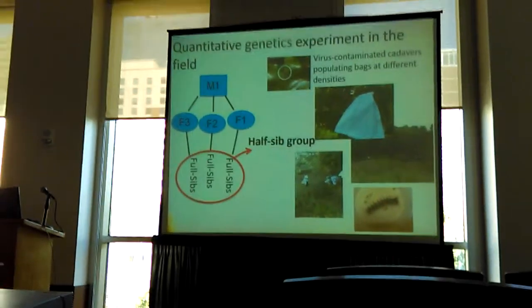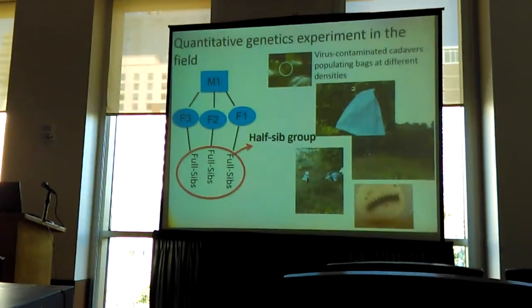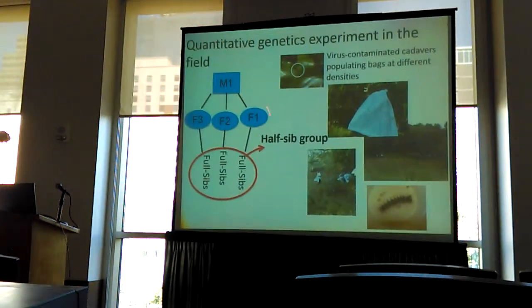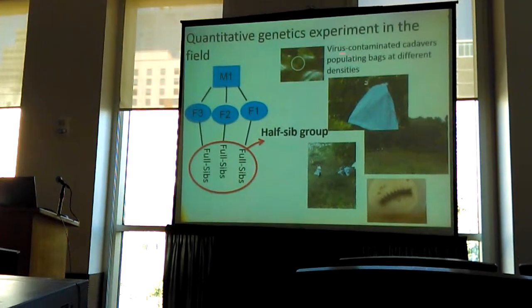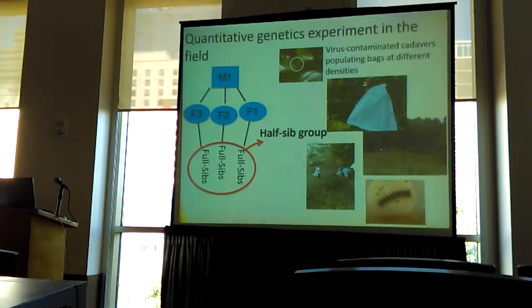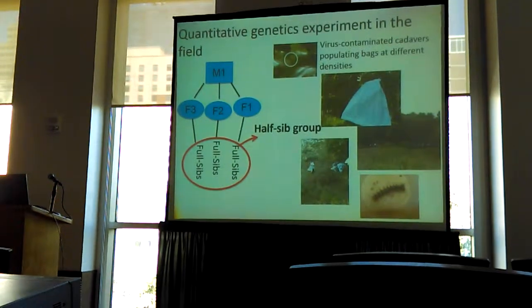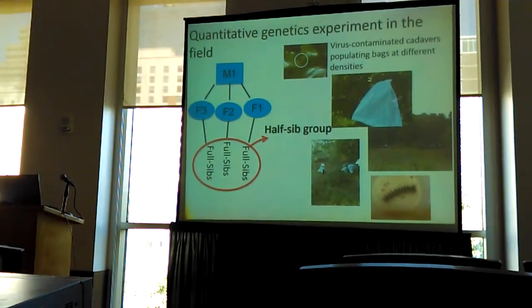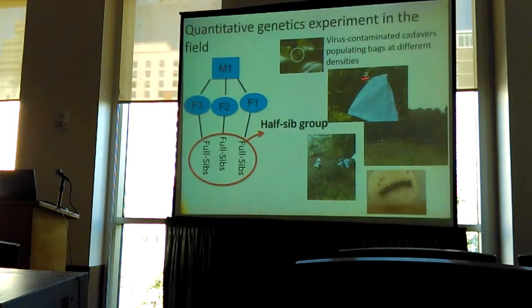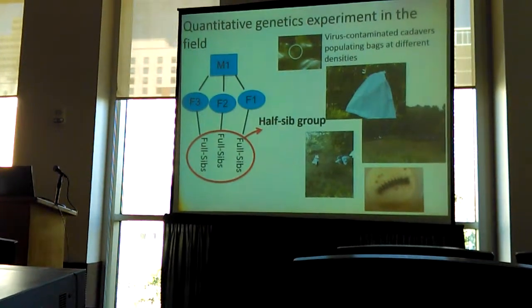And so to test these two assumptions, I designed a quantitative genetics experiment in the field. Basically, I made 37 half-sib groups, which I then exposed to different virus densities in the field. Basically, what you do is that you introduce a bunch of cadavers that died from virus into bags, and you do that at different densities.